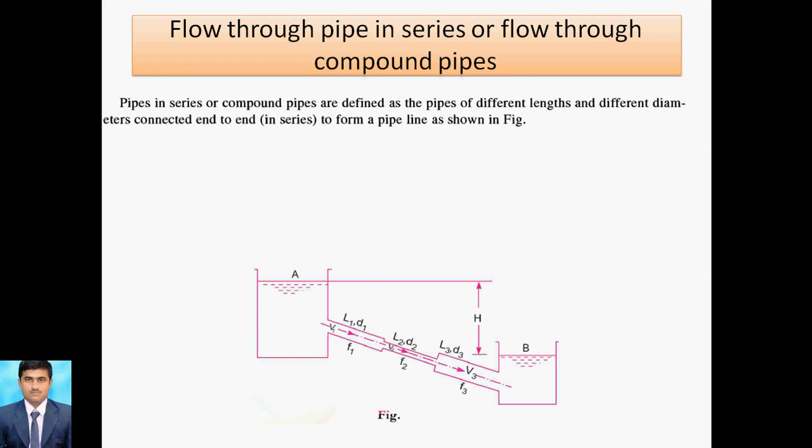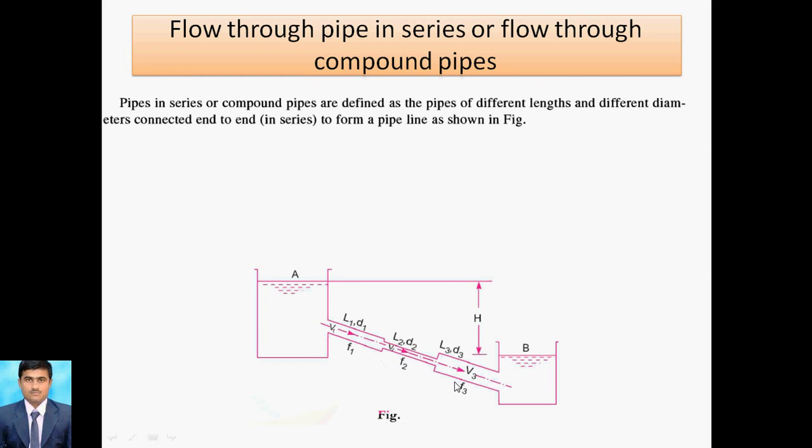of different lengths and different diameters connected end to end in a series that forms a pipeline, as shown in the figure. So there are two tanks, tank A and tank B, separated by a distance with three pipes. These three pipes have different diameters D1, D2, D3 and also different lengths L1, L2, L3. Pipe number 1, pipe number 2 and pipe number 3 have different frictional losses, or friction resistance. That friction resistance is F1, F2, F3.